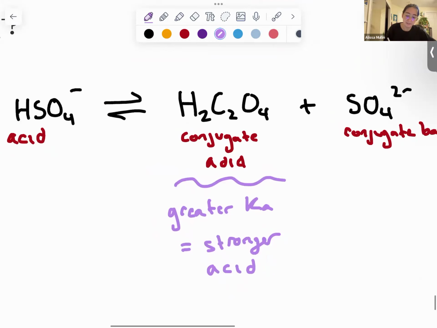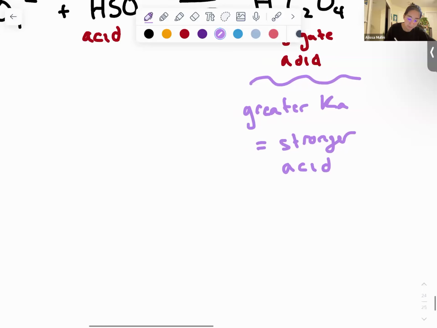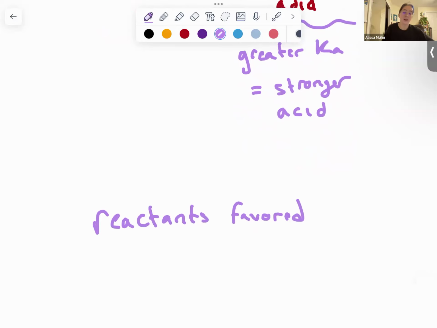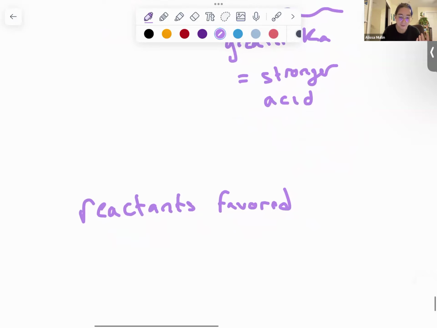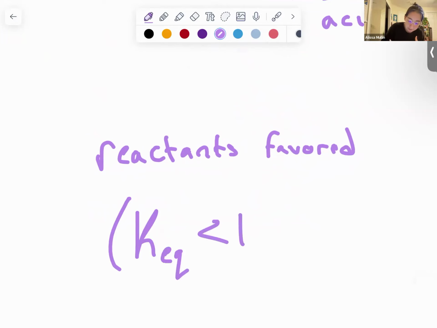Which means this reaction, the reverse reaction where this gets to act like an acid, is going to be more favorable, which means at equilibrium we would have reactants favored. So, like we've done many times, if it's reactants favored, we could also be given, what if you were given KEQ or KC? You would expect that to be less than 1.